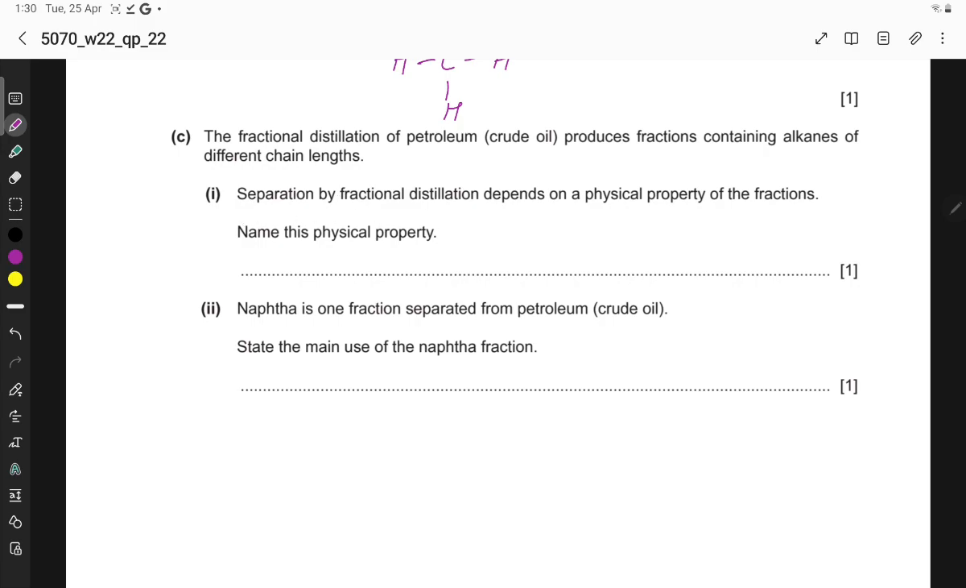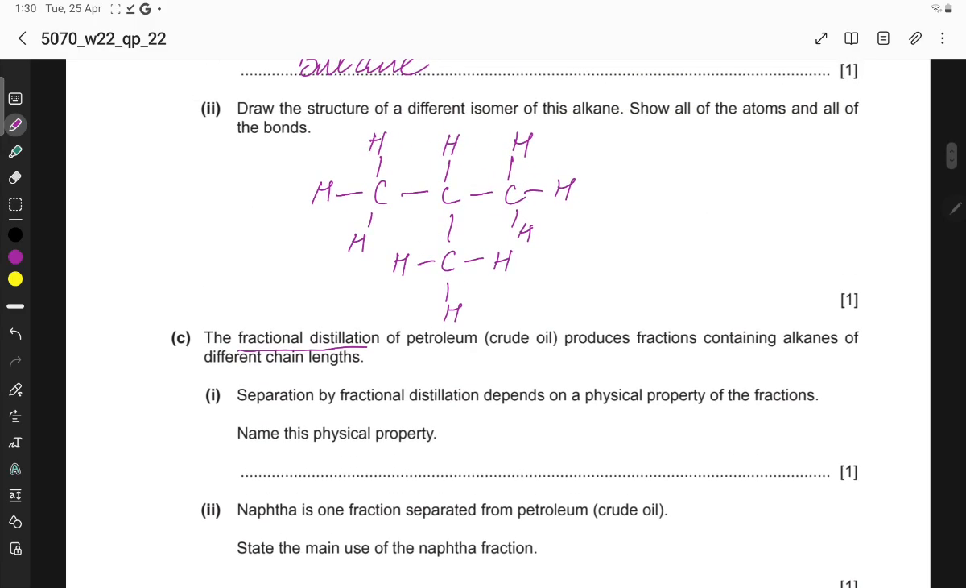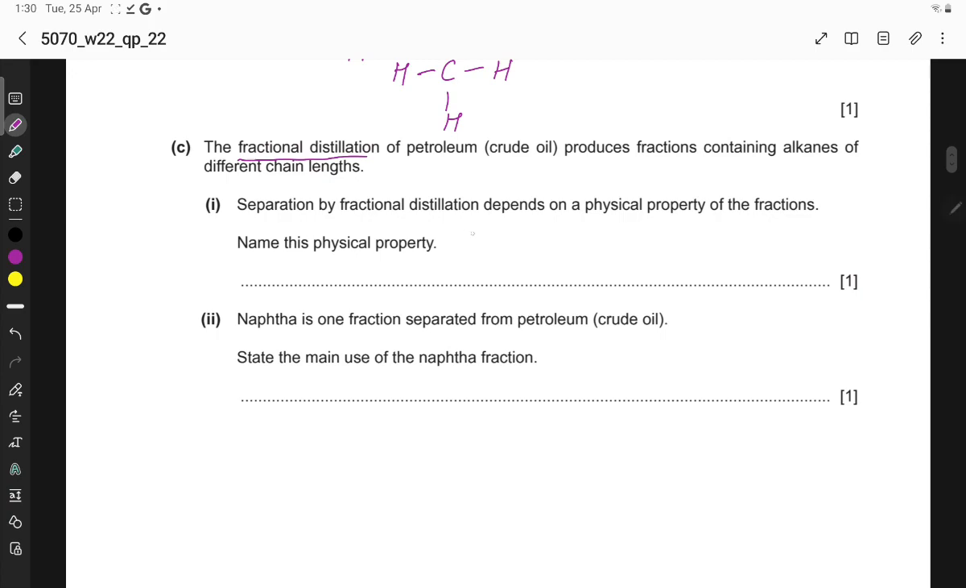The fractional distillation of petroleum produces fractions containing alkanes of different chain lengths. Separation by fractional distillation depends on the physical property of the fractions. Fractional distillation depends on the boiling points. Name this property: just write down boiling point, because the fraction with lower boiling point distills over the top, while the fraction with higher boiling points stays at the bottom.